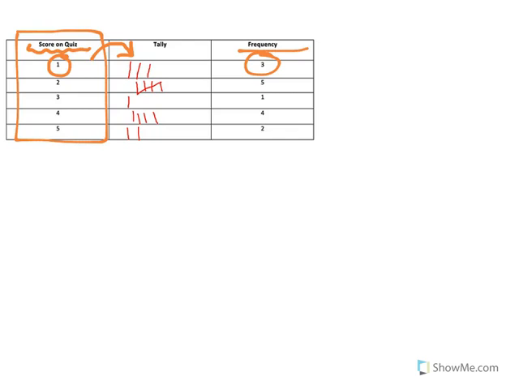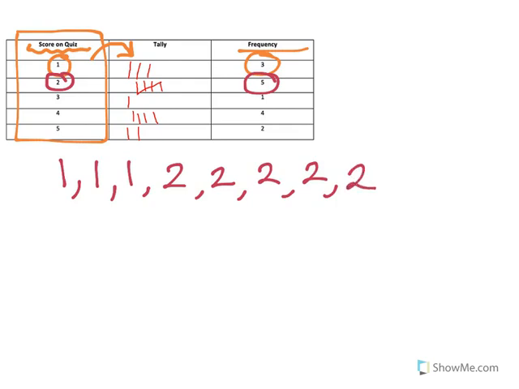So if I am writing my data, I'm going to have the number 1 written 3 times in my data set. So when I look at how many students scored a 2, I see that there are 5 tally marks. My frequency is 5. So I need to have the number 2 written 5 times in my data set. I will do this for the rest of them as well.